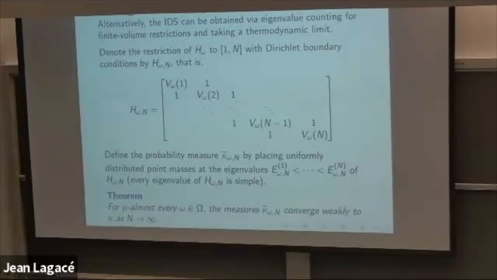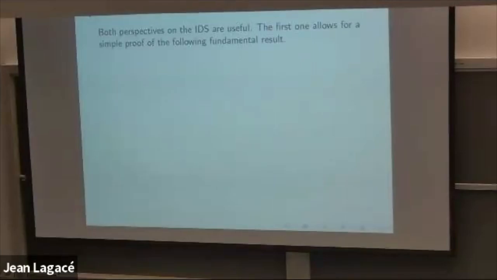Okay, so these are the two perspectives on the IDS. I'm sure Jake explained these things. The first, where you average the spectral measures against mu, allows you for a very quick proof of this result.